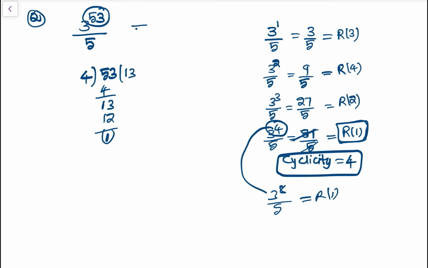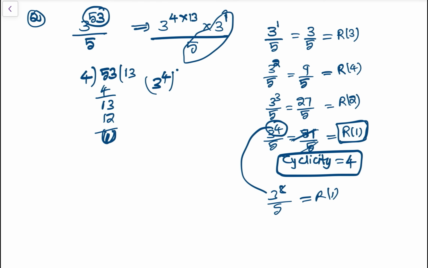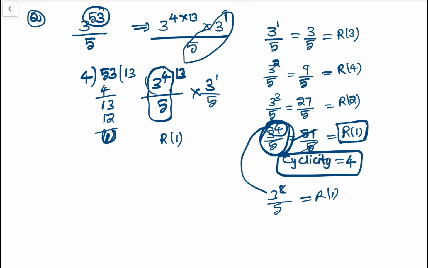So that means इसको लिख सकता है 3 to the power 4 into 13 into 3 to the power 1 upon 5. ये remainder 1 है, ये 3 to the power 1. ये 3 to the power 4 to the power 13 upon 5 into 3 to the power 1 upon 5 आ जाएगा. और इसका 3 to the power 4 का क्या remainder? 3 to the power 4 by 5 is remainder 1. So remainder 1 to the power 13 is remainder 1 only. So 1 into 3 by 5 remainder is 3. So 3 into 1 is remainder 3. So overall remainder of this expression is remainder 3.